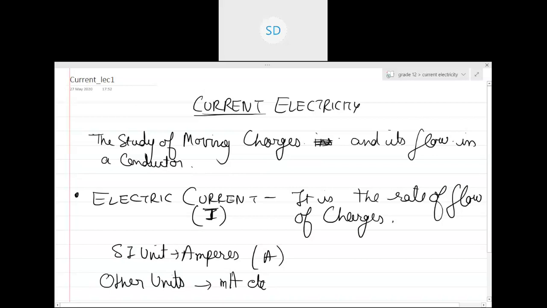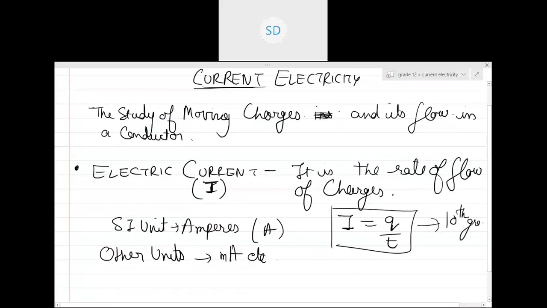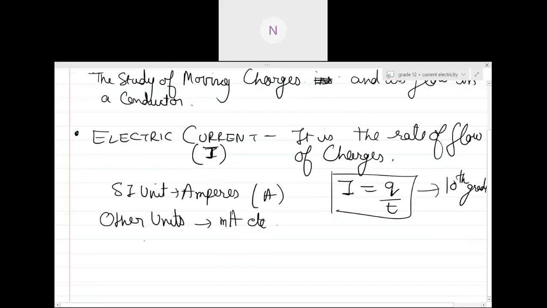So we know what exactly current is. What is the formula for current? I is equal to Q by t. This formula was valid till the time you were in 10th grade. When you come in 12th grade, we define something called instantaneous current through the wire.